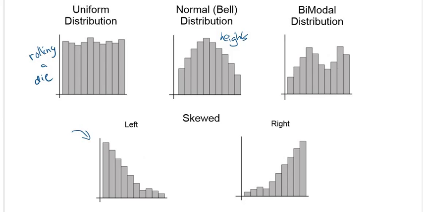A bimodal distribution is one where we have two different peaks. And a good example of this would be, let's say, if we looked at when people are visiting a restaurant. So let's say one of these could be lunchtime, one of them could be dinner time. So restaurant customers could be an example of a bimodal distribution.